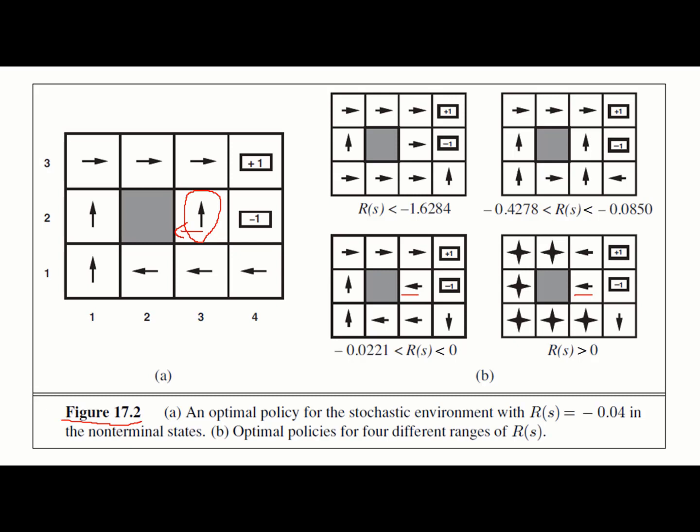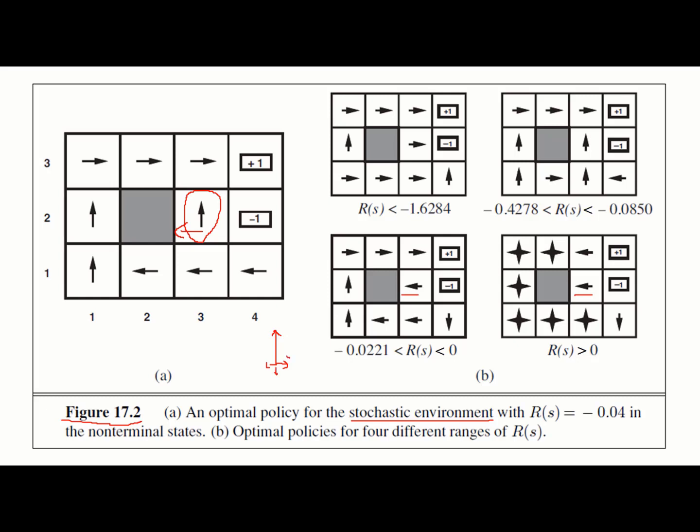Keeping that in mind, the other thing to note is that the environment is stochastic, which means that if you instruct the robot to go, let's say, straight, then there is a small probability that the robot may actually go right or left, or it remains in the same cell, or it goes down.